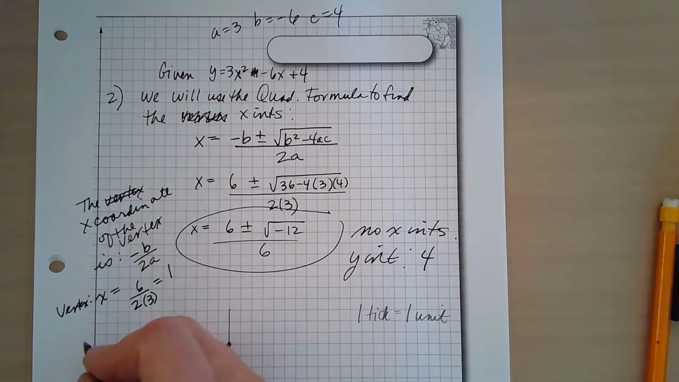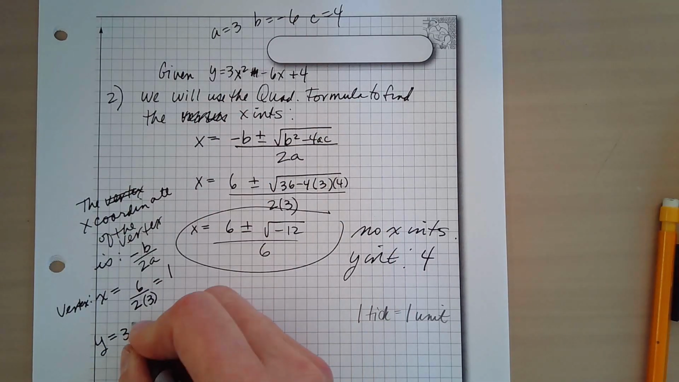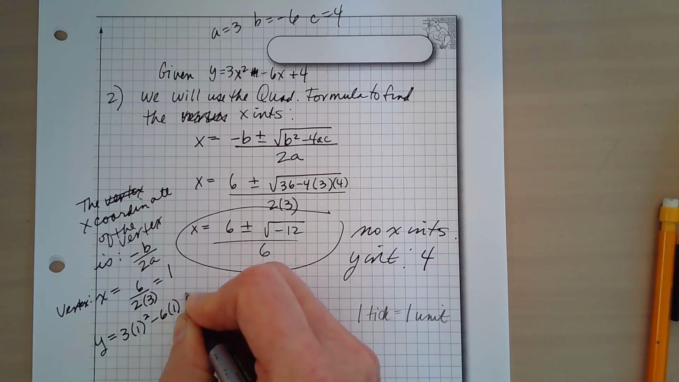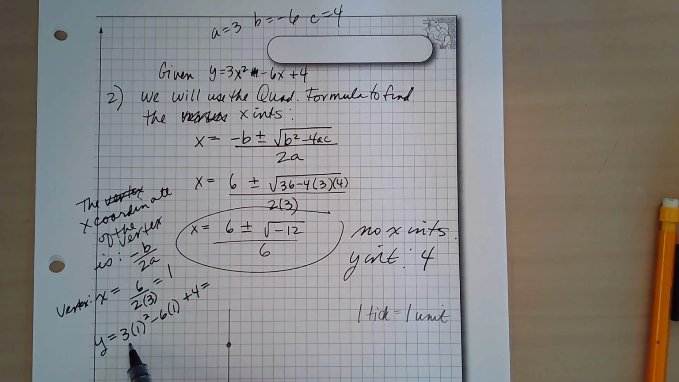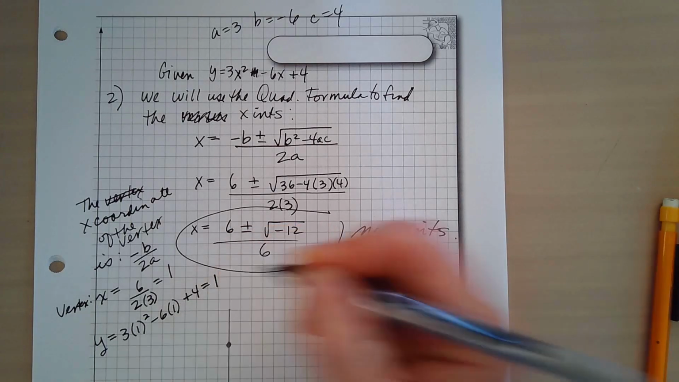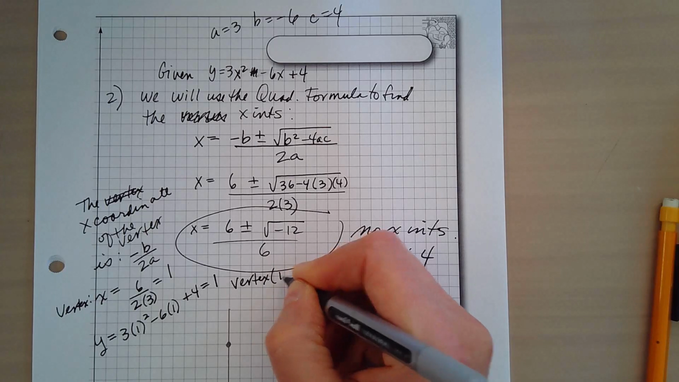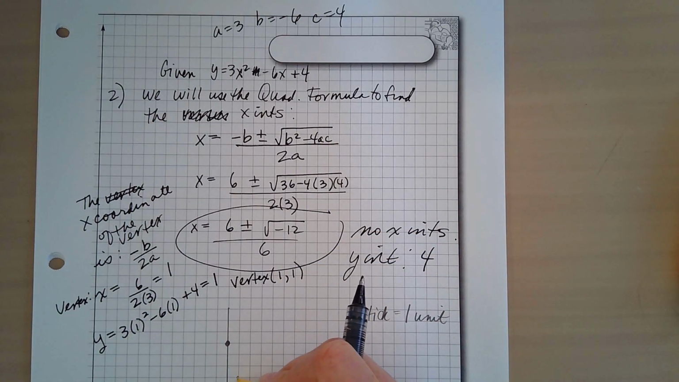Then the y-coordinate: we'll just figure out what y is. y is equal to 3 times 1 squared minus 6 times 1 plus 4. Can I do this in my head? 3 minus 6 is -3, plus 4 is 1. So the vertex is (1, 1). Does that help me? Yes, it does.